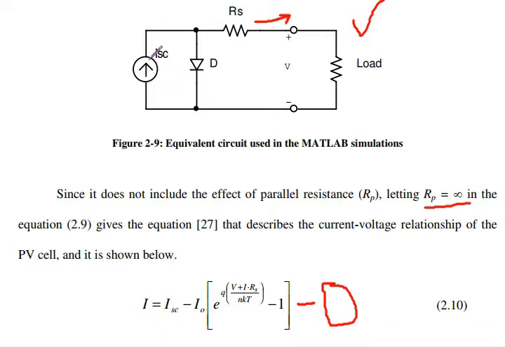So the load current I will be equal to the total generated current, I short circuit ISC, minus the diode current, that's given by this equation. If you subtract this current by this one, then the remaining current will be the load current flowing here in this direction.